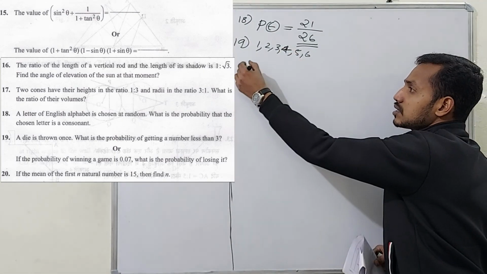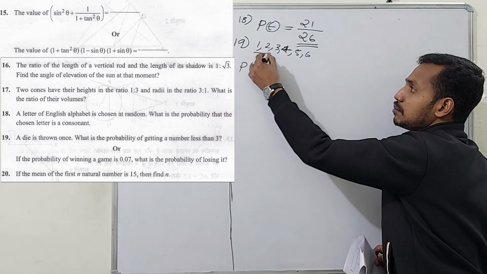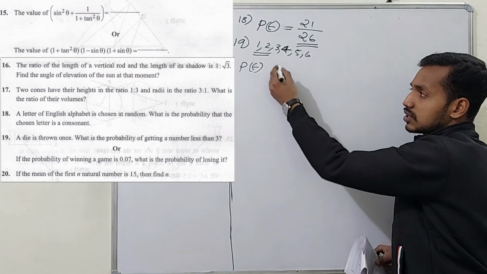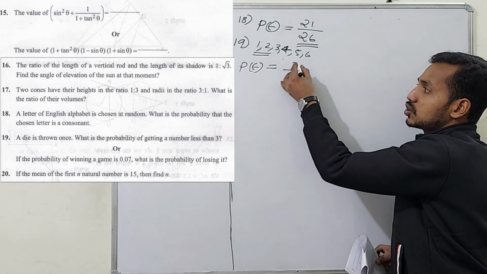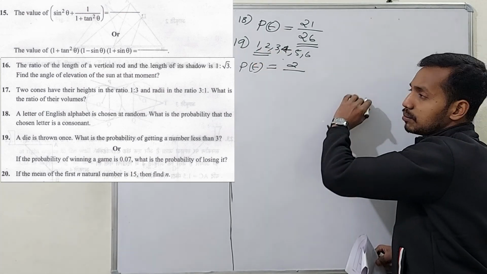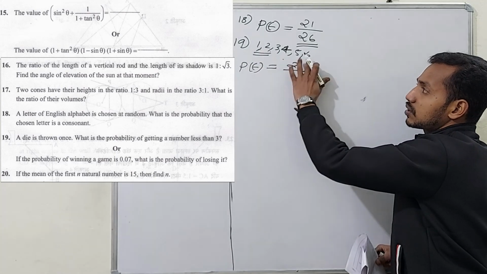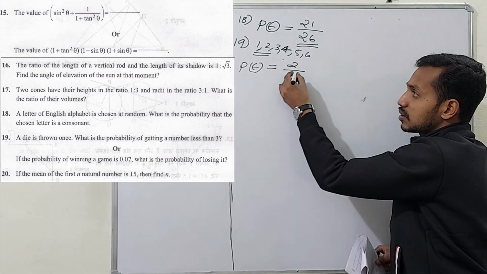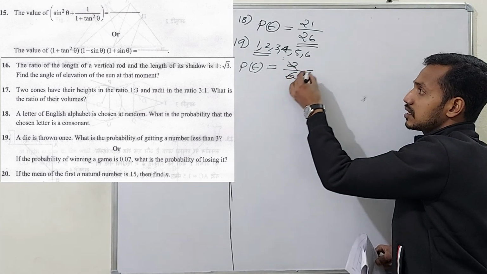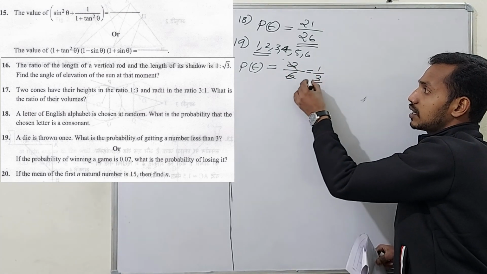Out of these 6 numbers, 2 numbers, 1 and 2, are less than 3. So the number of favorable outcomes to get less than 3 is 2. Divided by how many total numbers are there? That is 6 numbers. That means the number of all possible outcomes is equal to 6. 2 by 6, cancel, 2 is common, so we will get 1 by 3.